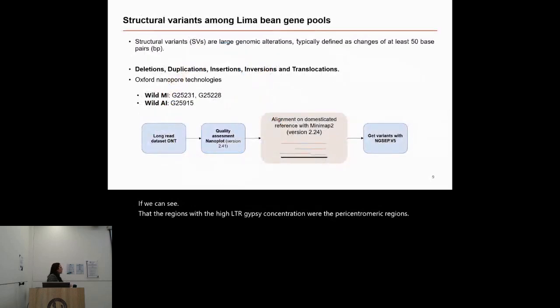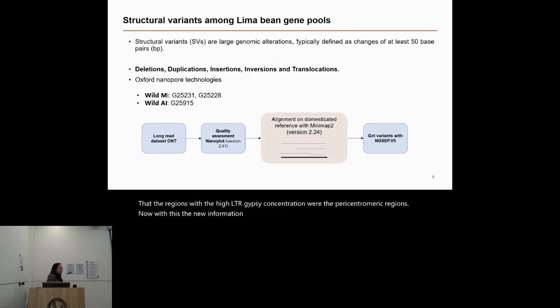Now, with this de novo information that we gathered, we wanted to understand better the wild species for the lima bean. So we did a structural variant study. Structural variants are large genomic alterations, and we sequenced wild relatives of the domesticated variants. And we did this with 3 accessions, 2 for the Mesoamerican and 1 for the Andean.